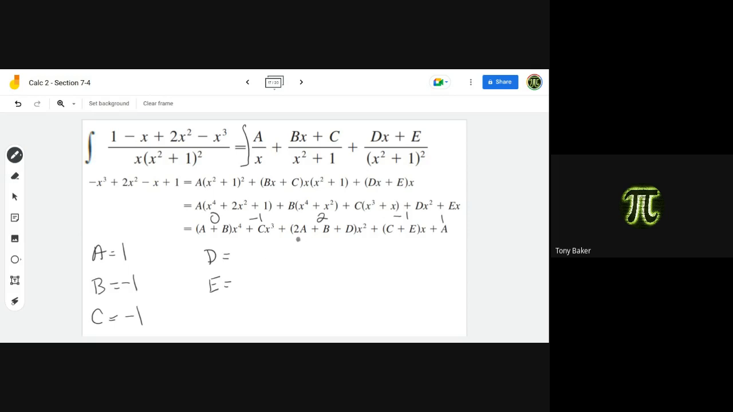So D. So A, that's 2. That's -1. Plus, that would have to be 1, to get a 2. So now that we know those, and I know C is -1, E's got to be 0. E is 0.